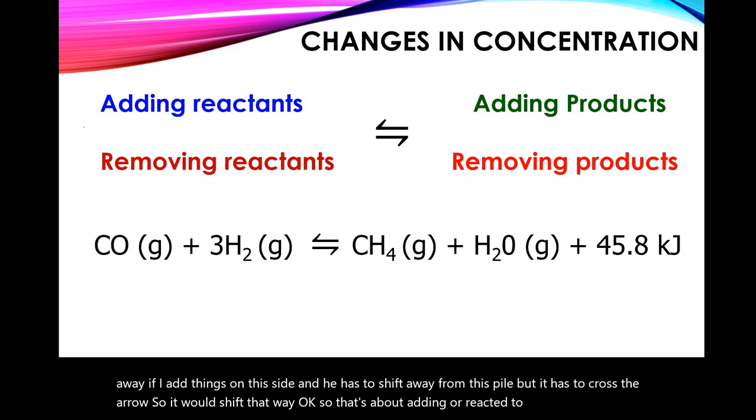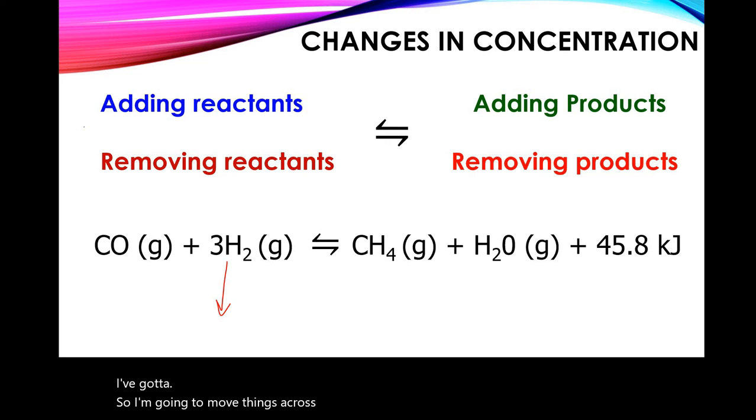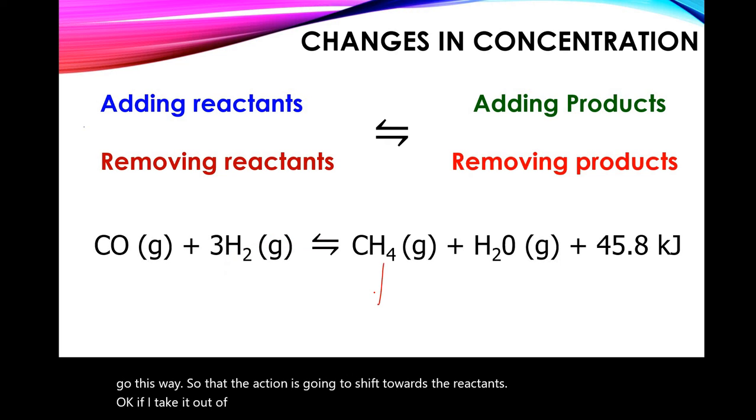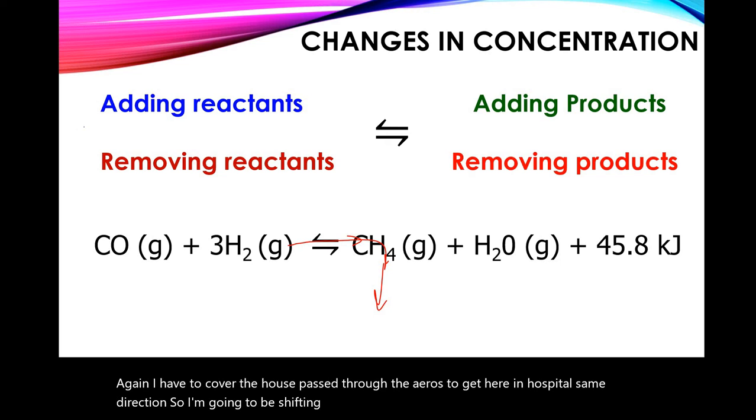If I'm removing reactants or products, I put the arrow down here. It's like I'm digging a hole. So now I've got to smooth things over to fill the hole. So I'm going to move things across the arrow to get to my arrow. So I have to go this way. So the reaction is going to shift towards the reactants. If I take it out of the products, again, it has to go through the arrows to get here, and it has to go the same direction. So I'm going to be shifting towards the products if I'm taking out of the products.